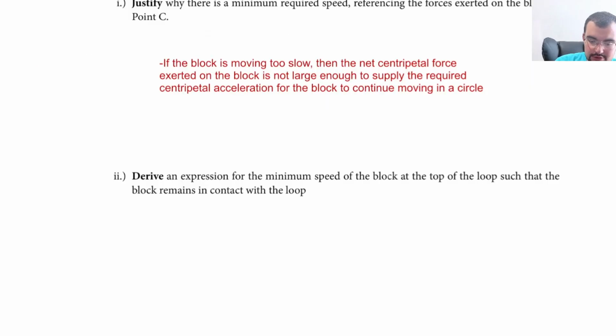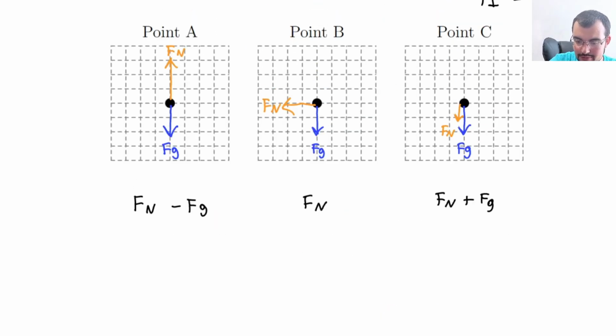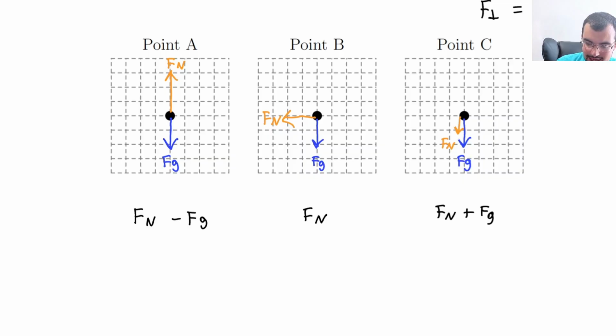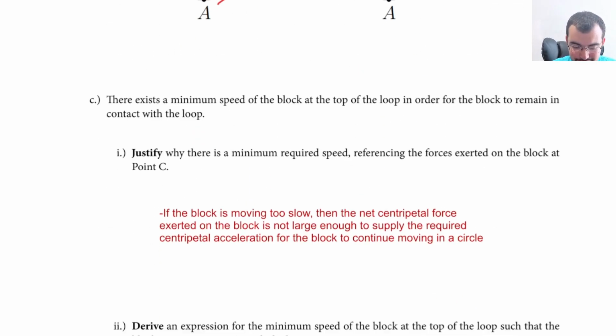So if the block is moving too slow, then the net centripetal force exerted on the block is not large enough to supply the required centripetal acceleration to continue moving in the circle. So the radius of the circle sort of forces our centripetal acceleration to be a certain value, because just divide by m. So the radius is fixed. So we must have a certain centripetal acceleration in order to make it all the way around. And if you're not going fast enough, you can't get that acceleration from the track. Because the faster the block moves, the larger a push it gets from that normal force.